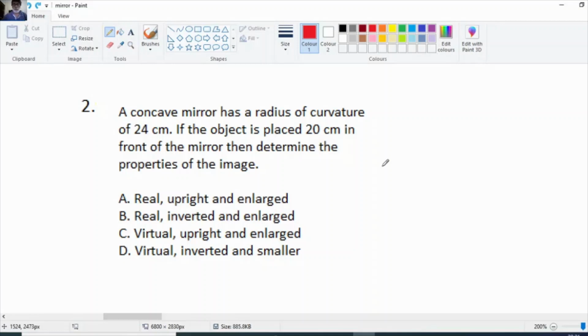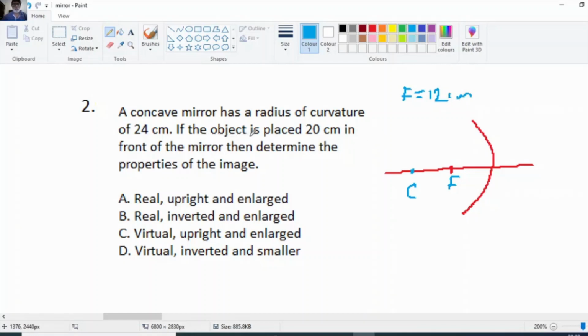Let's look at the next example. A concave mirror has a radius of curvature of 24 centimeters. Let's draw our principal axis. Here is a concave mirror. It has a focal point F, and it has a center. And this center is 24 centimeters away from the mirror. The focal length is going to be 12 centimeters. So F will be equal to 12 centimeters.